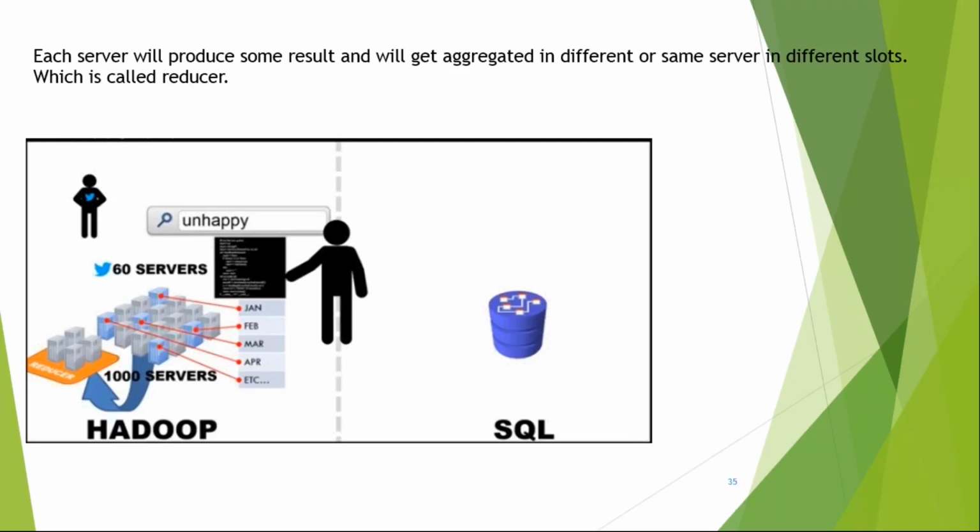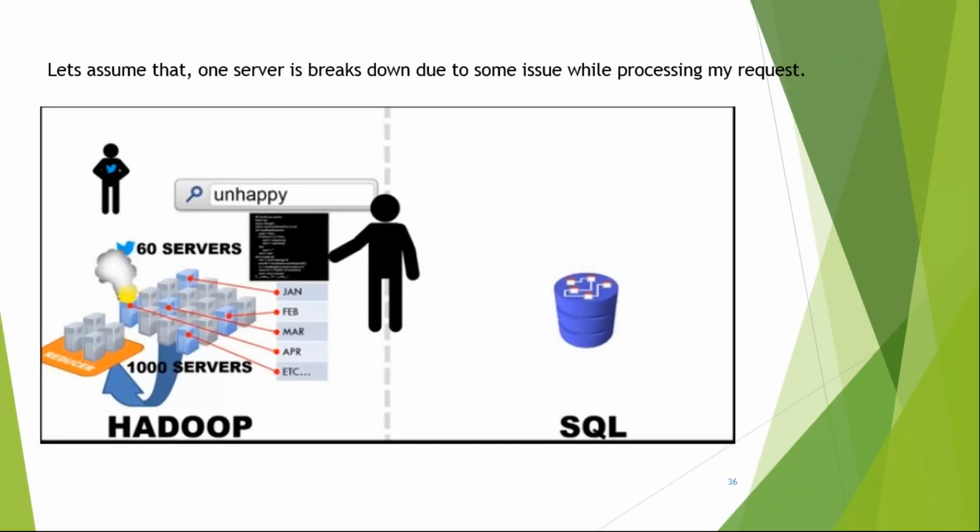So when I do this logic, I want to search for the unhappy keyword. So I need to write some Java code. The Java code I need to execute in all the machines, correct? So let's assume that I am executing on all the machines. I got some result from this machine. While it is processing, let's assume that one of the servers has failed. You guys can see here, one of the servers has failed. Will my job fail or succeed? While I'm processing the data, one of the machines has failed. Will my job execute successfully, or will it fail?